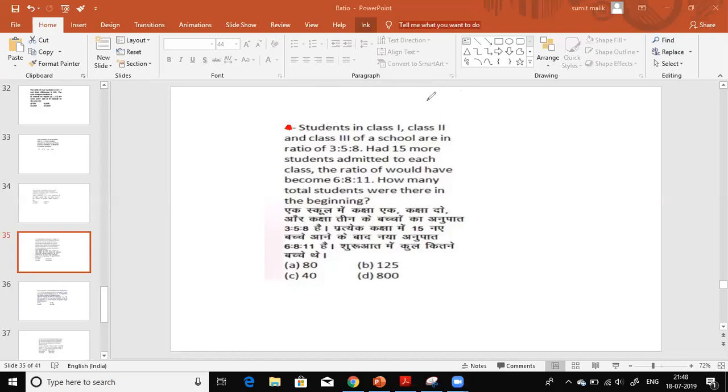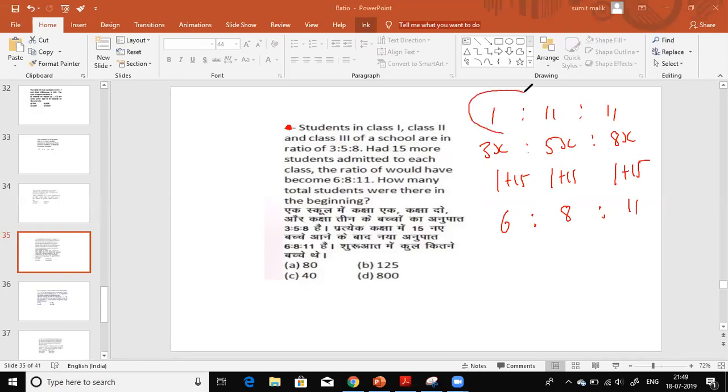So what is it saying? There are three classes, class first, class second, and class third. They are in the ratio 3x, 5x, 8x. Had 15 more students been admitted to each class. If I am adding 15 students in each class, then the new ratio becomes 6:8:11. Okay, you can solve with any two ratios and find the value of x.